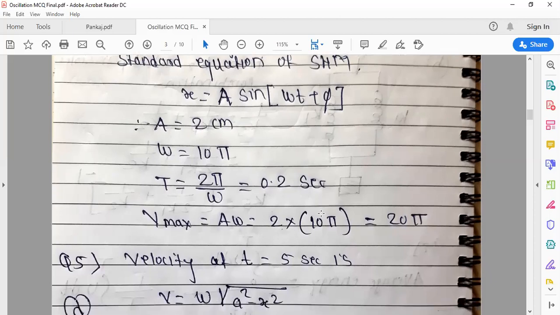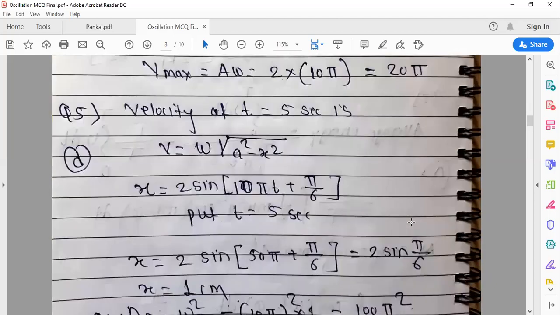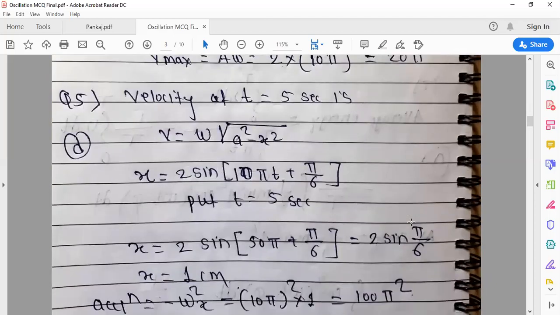Then in question number 4, calculate the maximum velocity, maximum speed. We know that maximum speed is equal to A omega, so amplitude is equal to 2. Put the value of omega, so maximum speed is equal to 25. So for question number 4, the correct option is option number C, that is 25. Similarly, question number 5.